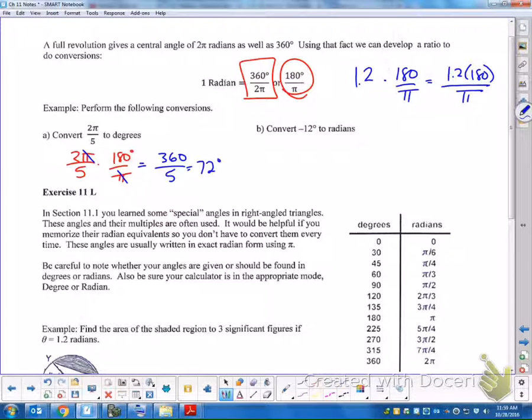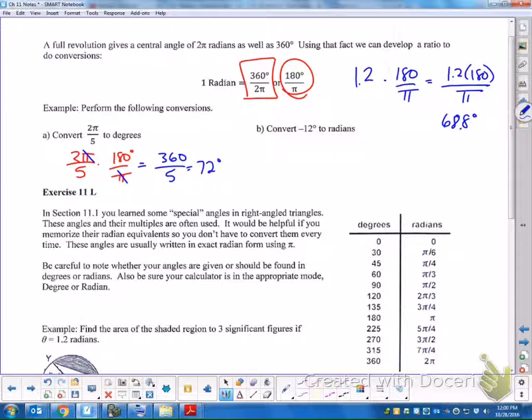Now you would go ahead and work that out. I do have a sign thing here with the pi on it. So that'd be 1.2 times 180 divided by pi. That would actually be 68.8 degrees. Okay, so just because it doesn't have a pi in it doesn't mean you can't convert it, because not all radians have pi's in them. Okay.